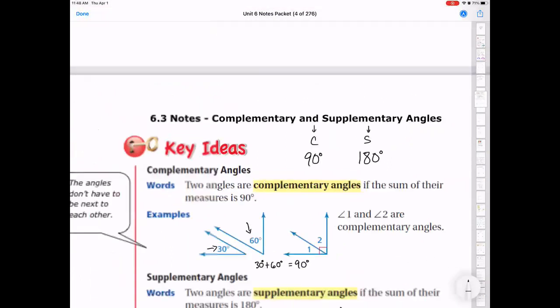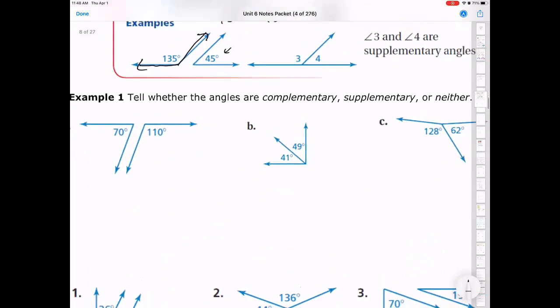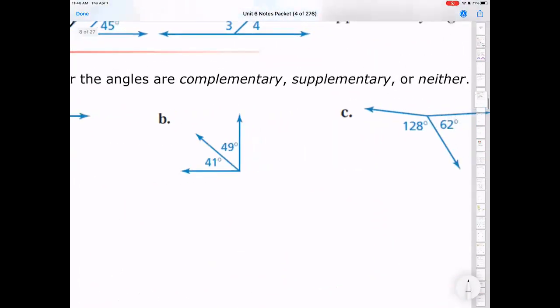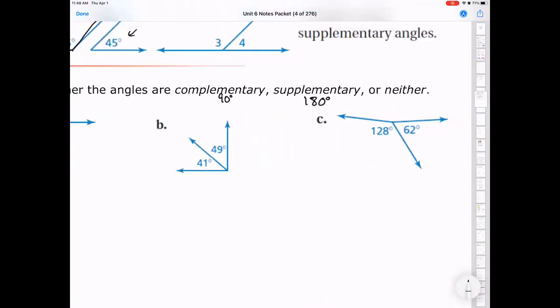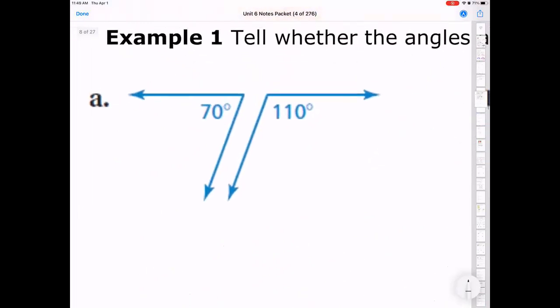Okay. All right, next up, what we're going to be asked is to determine whether they are complementary, supplementary, or neither. So again, complementary, 90 degrees. Supplementary, 180 degrees. And neither would just mean any other angle that you'd end up with. So maybe like 190 degrees or 132 degrees, any other kind of angle measure that's not those two.